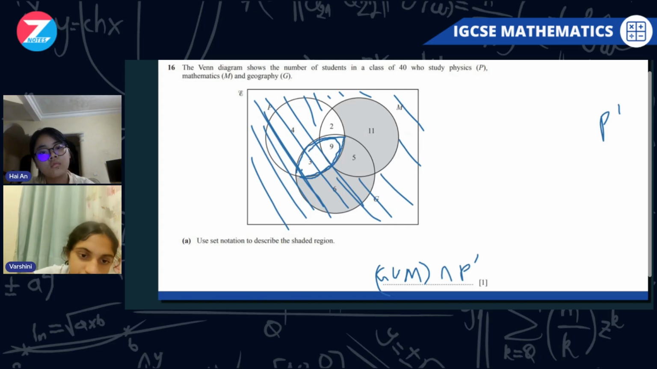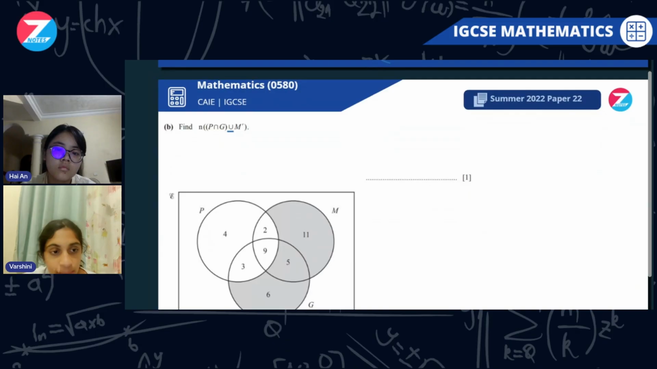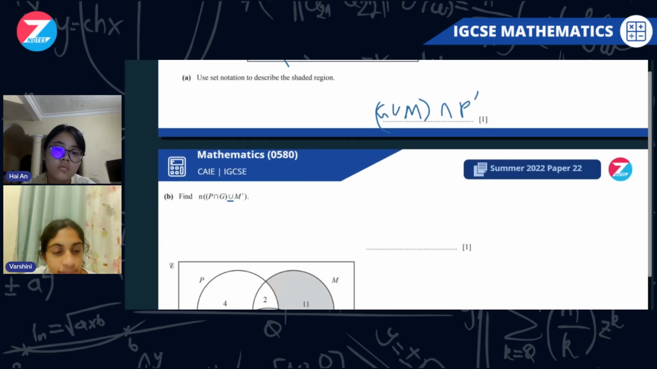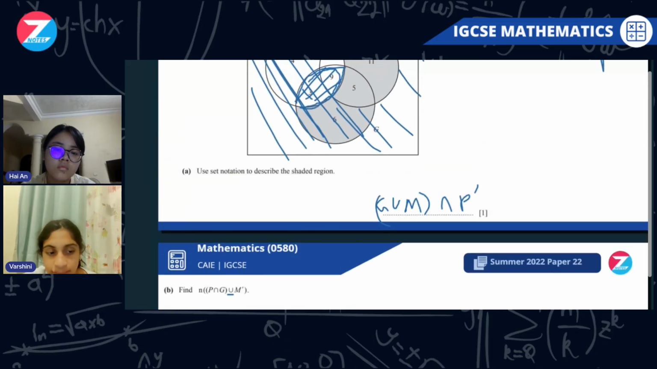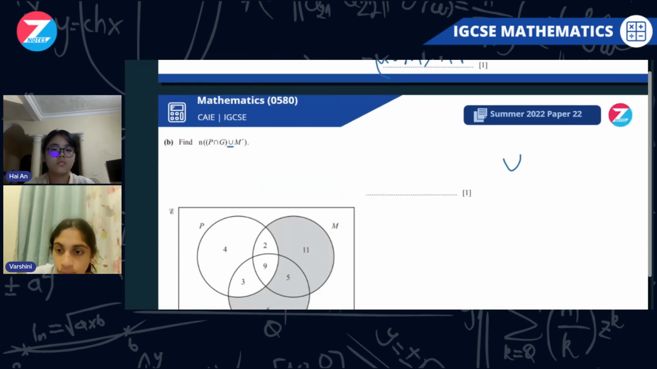Okay, so let's shade this a different way, like this. Wait, no, that makes it impossible to see, so we'll just shade this. For this question, they want everything that comes in M complement and everything that comes in P intersection G. So remember, a union is always or, and the intersection is always and.